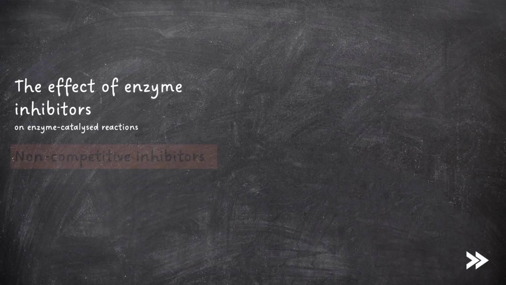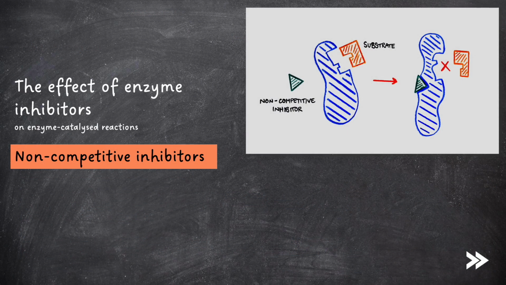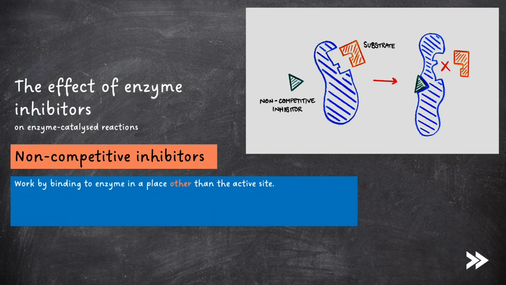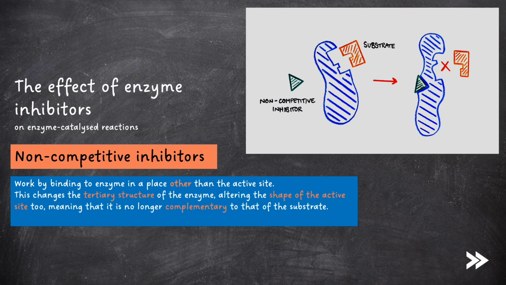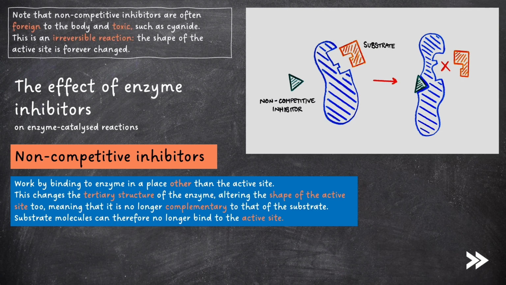Next we have non-competitive inhibitors, which, unlike competitive inhibitors, work by binding to the enzyme in a place other than the active site. This changes the tertiary structure of the enzyme, altering the shape of the active site too, meaning that it is no longer complementary to that of the substrate. Substrate molecules can therefore no longer bind to the active site. Note that non-competitive inhibitors are often foreign to the body and toxic, such as cyanide. This is an irreversible reaction. The shape of the active site is forever changed.